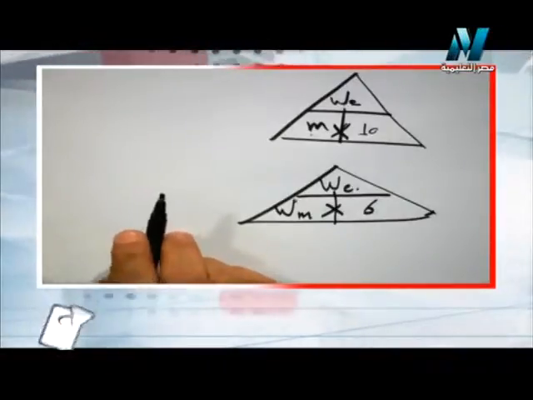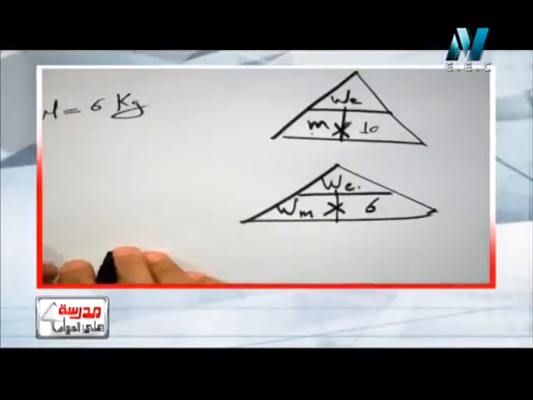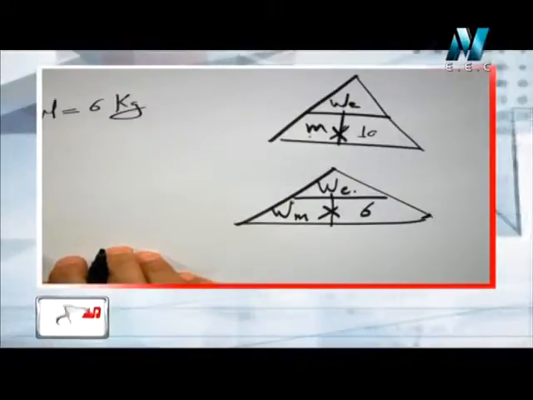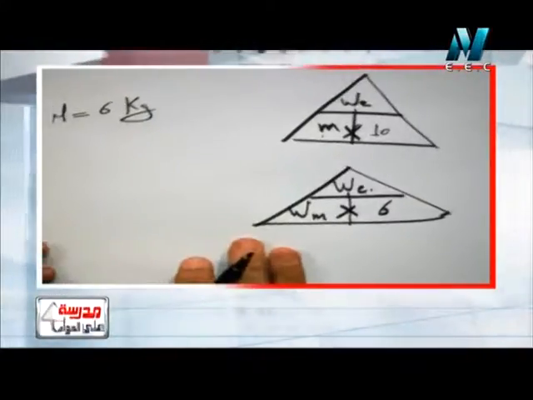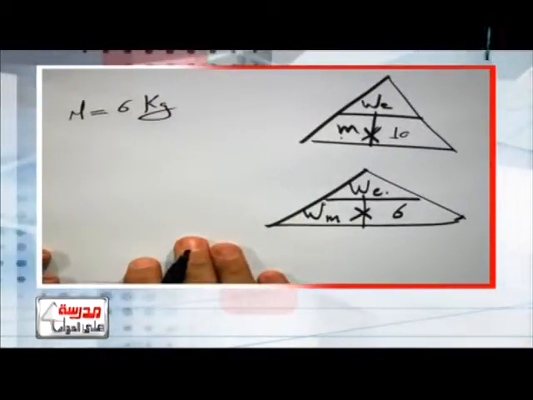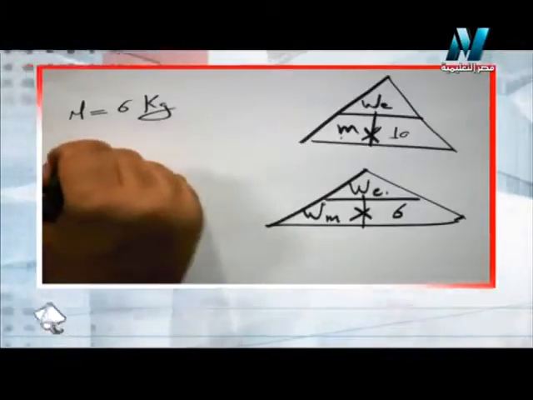Okay? So now in this question I have only one piece of information. He told me that the mass of the body on the earth equals 6 kilogram. Let's write together: mass equals 6 kilogram. Okay? So now what do I want? I want the weight on the surface of the earth and the weight on the surface of the moon. So now I want the weight on the surface of the earth.